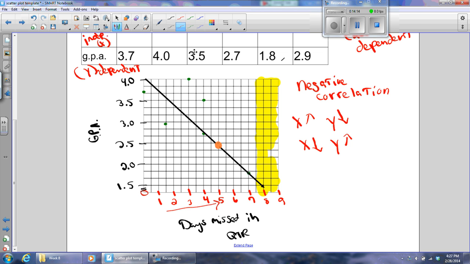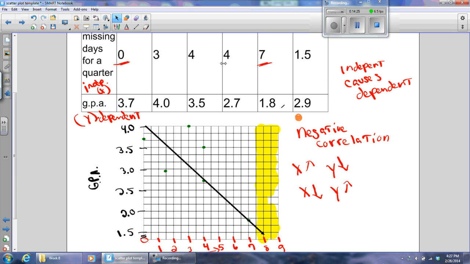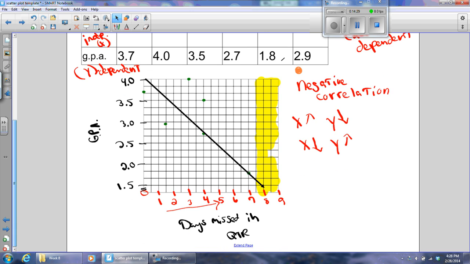Now I can use it to make predictions. Let me get rid of my orange circle here. Let's say I want to predict the GPA of a student that missed, let's pick a number in here, let's say 6 days. 6 is not in my data. Let's pick 6 days. So 6 goes up here. And what's the y value there? Well, okay, now let's remember that this number, like smack in the middle right here, would be a 2.25. So we're looking at a 2.1 something.